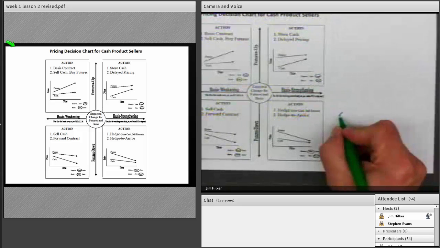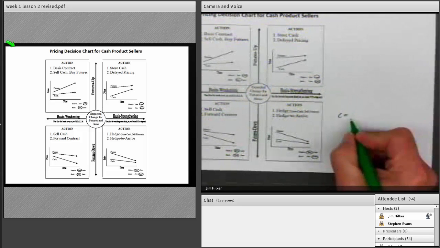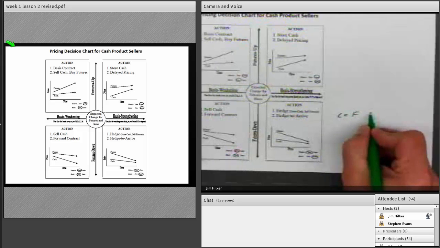Remember, cash is made up of two things: the futures and the basis. So we're going to get started again on February 17th.